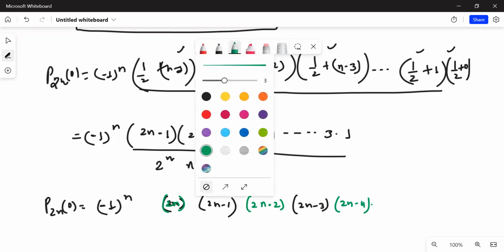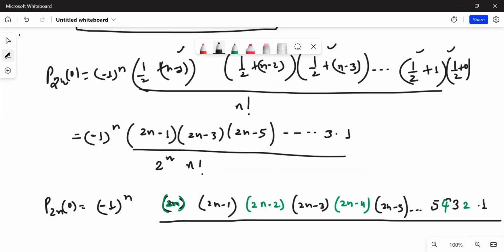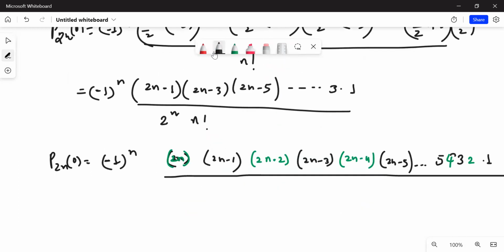Can you understand my point? And there would be 2n minus, and then there would be a 5. I'll fill the space by 4 here. Then again 3. I'll fill the space by 2 here. And then 1. Divided by this whole, divided by, a mistake has happened. Now I don't know what mistake has happened.